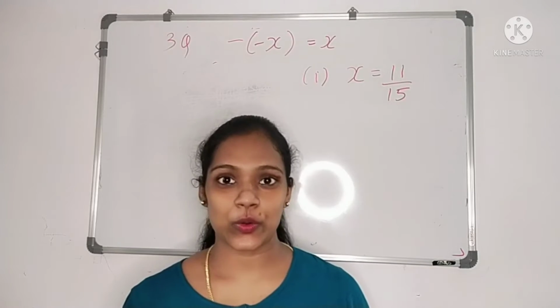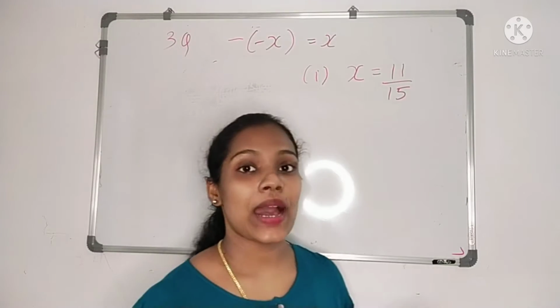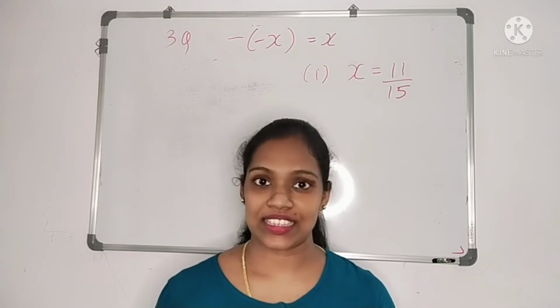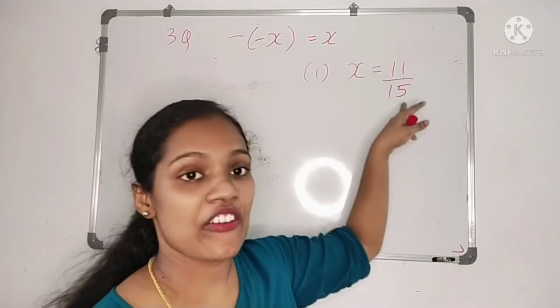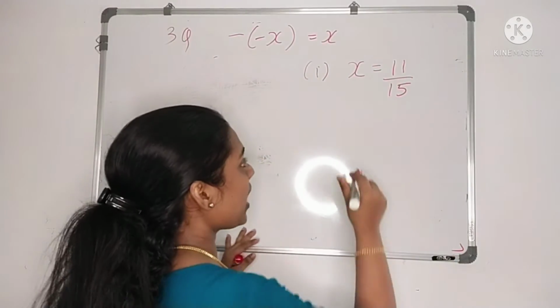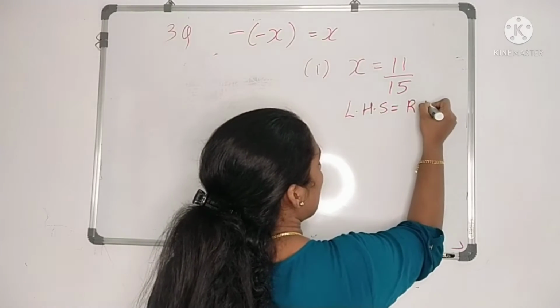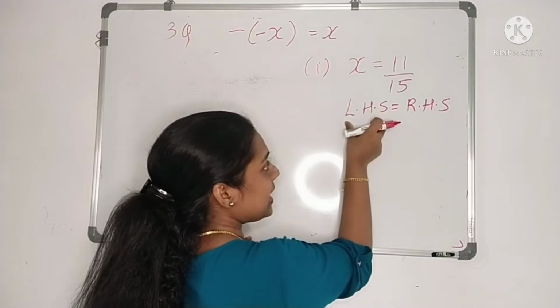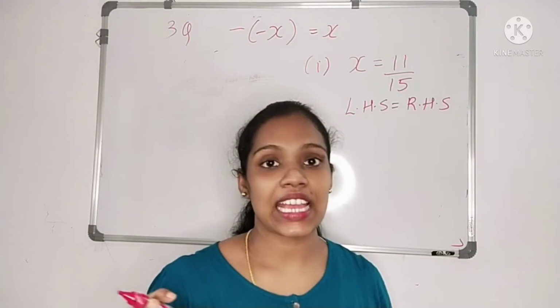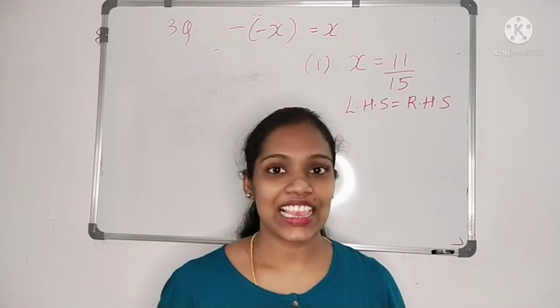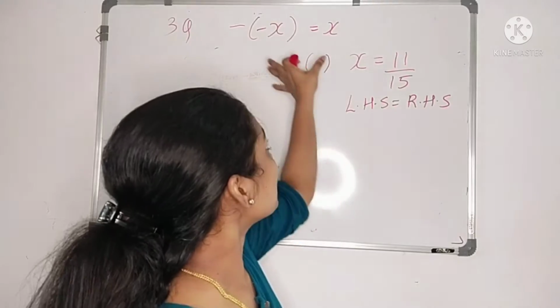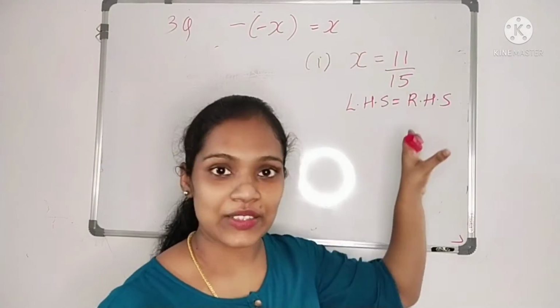What we have to prove here is minus of minus x equals x, right? So what is our x here? 11 by 15. What we have to prove is that LHS is equal to RHS. LHS means left hand side. So what is the LHS here? Minus of minus x.